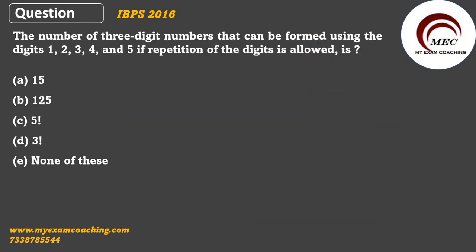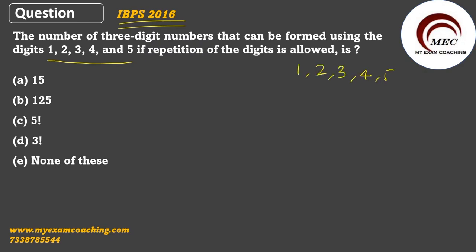So the next question is taken from IBPS 2016. The number of 3-digit numbers that can be formed using the digits 1, 2, 3, 4 and 5 if repetition of the digits is allowed. Understand, this is also a very important question. The number of 3-digit numbers that can be formed from the given digits 1, 2, 3, 4, 5.